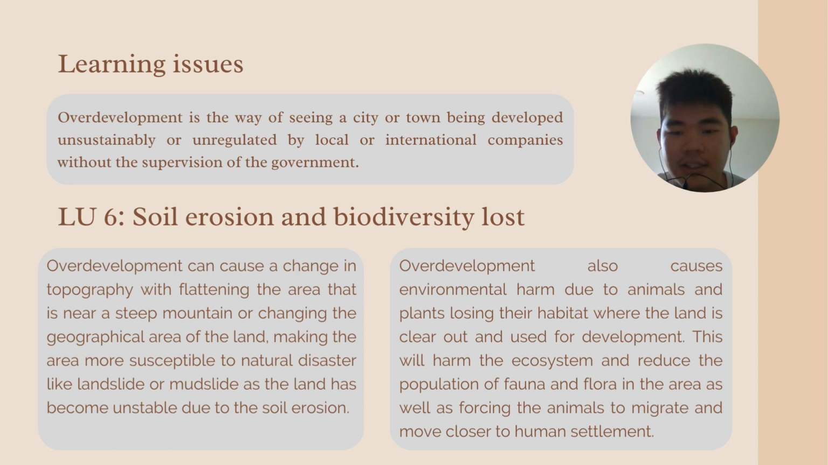Overdevelopment can cause a change in topography, with flattening the area that is near a steep mountain or changing the geographical area of the land, making the area more susceptible to natural disasters like landslide or mudslide, as the land has become unstable due to soil erosion.